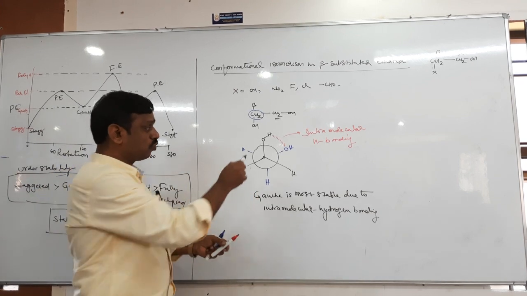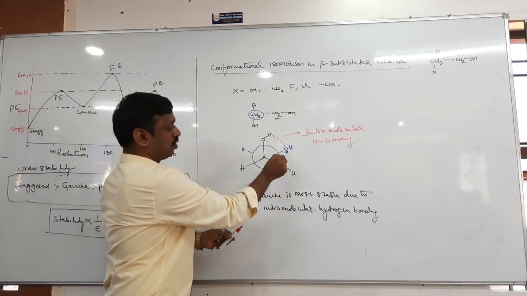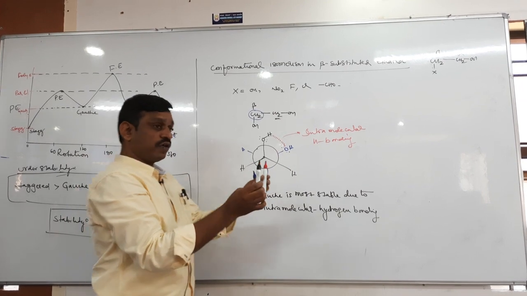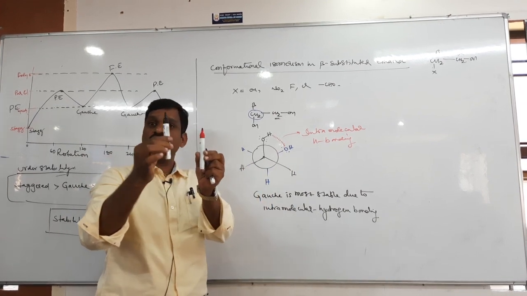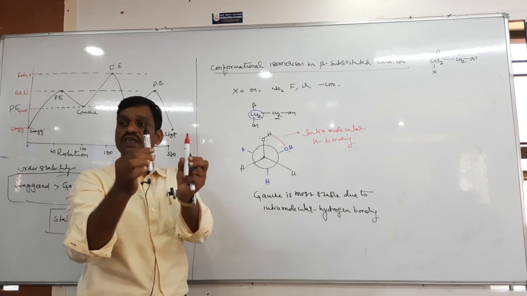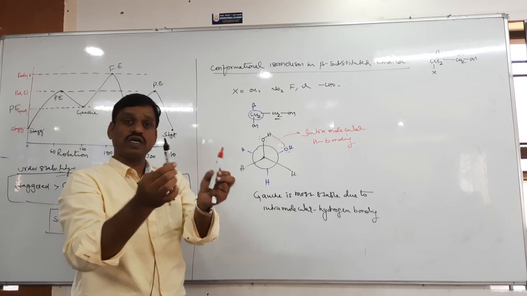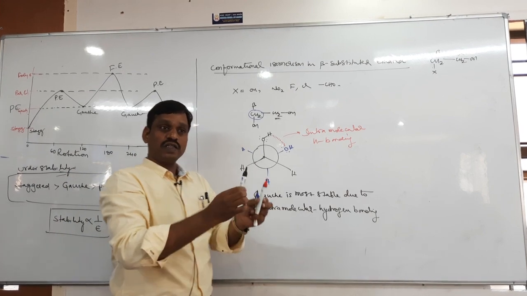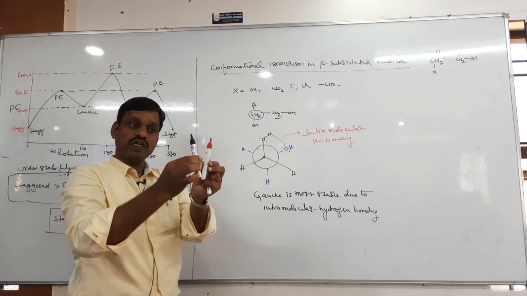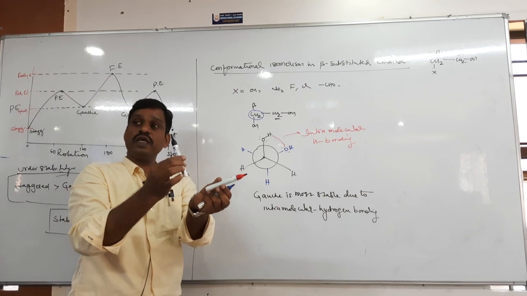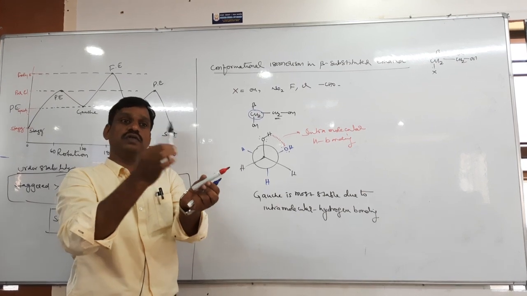Of course, lone pairs will be there. If two OH groups come exactly eclipsed, one behind the other, there is more repulsion, more steric repulsion compared to this hydrogen bonding. That's why they will not be like this. If they come like this, there is minimum steric repulsion and maximum hydrogen bonding.